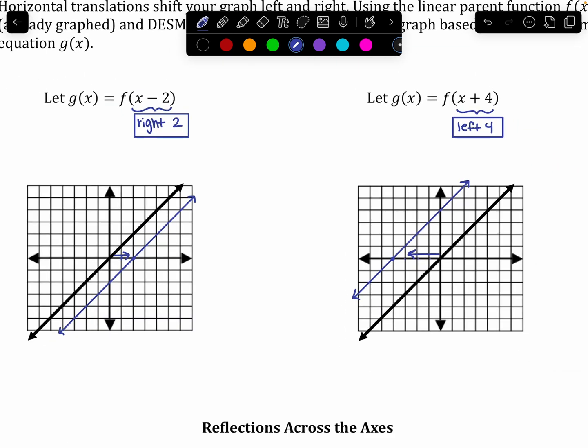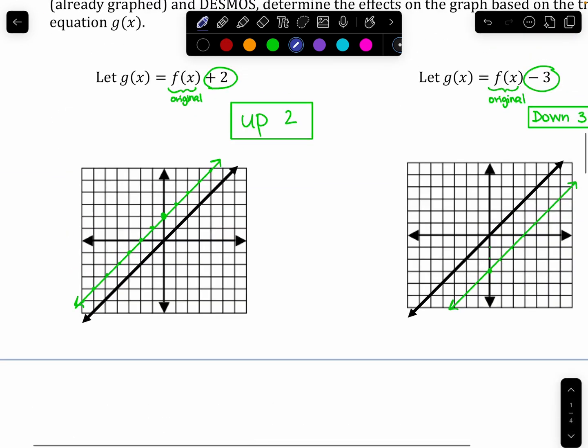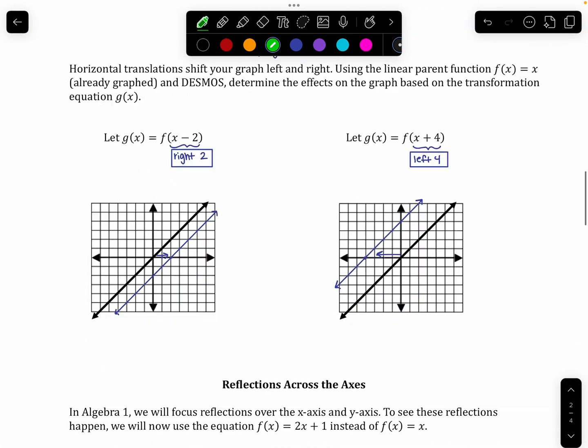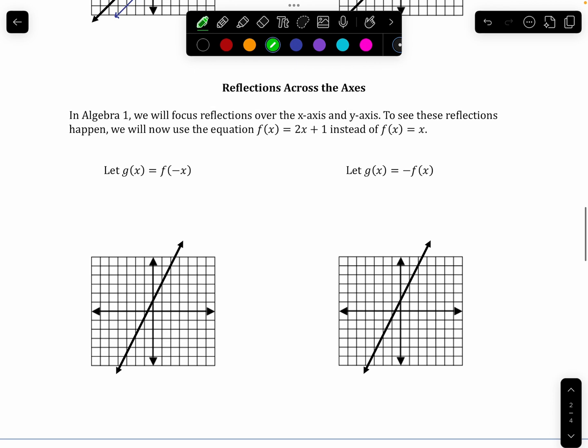So to help you remember, you might want to put arrows on your graph so that you can see the differences in the directions. And then up here, remember that we went up 2, and over here we went down 3. Okay, so those are your horizontal and your vertical translations.